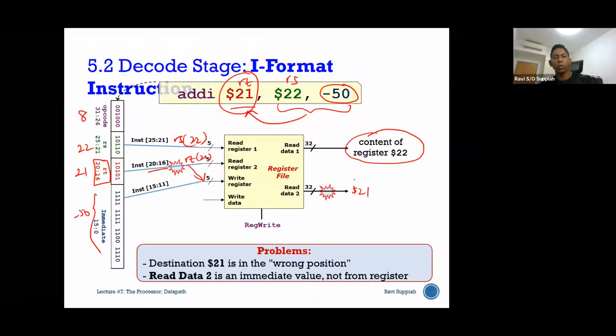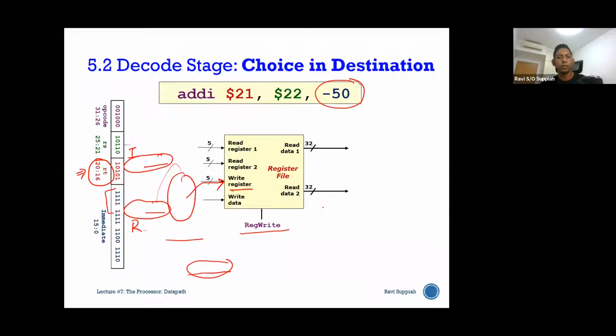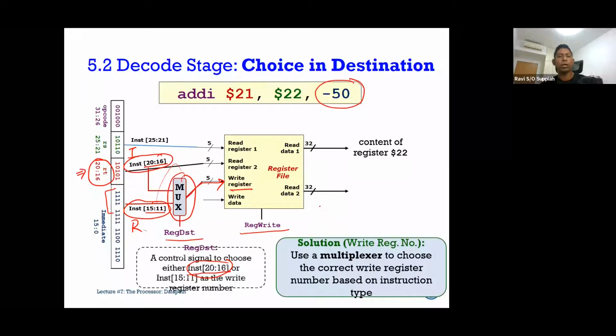All right, and the way to overcome that challenge, that means how do I make it come over here for I type. For R type, I want it to carry on over here. But for I type, I want it to come here. And the way I can do that is by using this additional hardware called a multiplexer. So this multiplexer will then decide whether the RT bits get channeled to the write register or it is the RD bit location. So this 15 to 11 is actually the RD bits, if it was the R type.